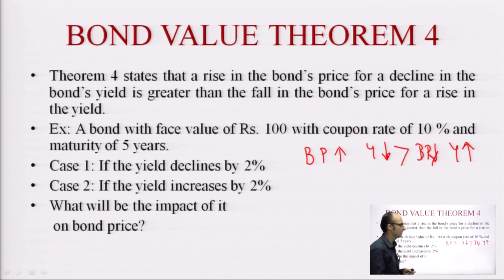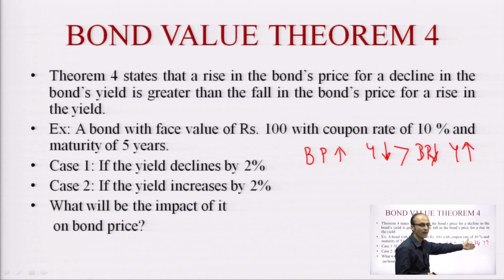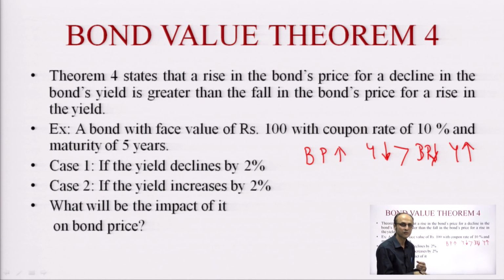What the theorem states is that the rise in the bond price due to a decline in the yield is greater than the fall in the bond price due to an equal increase in the bond yield. How can we understand this relationship between the bond price and its yield, and how do the rates affect it here?